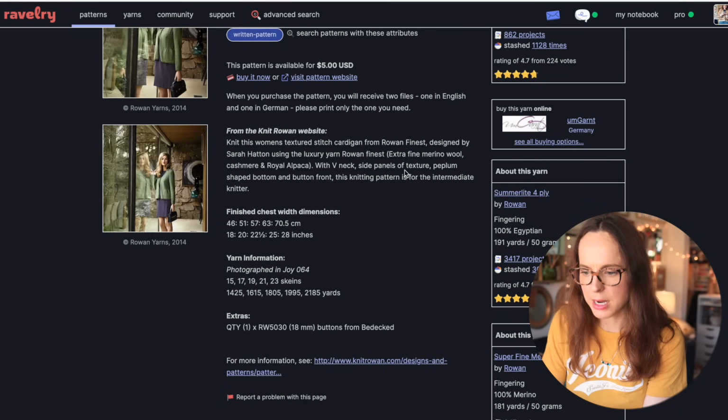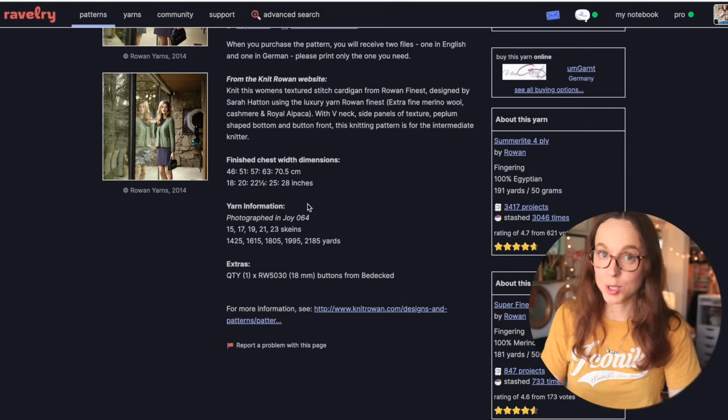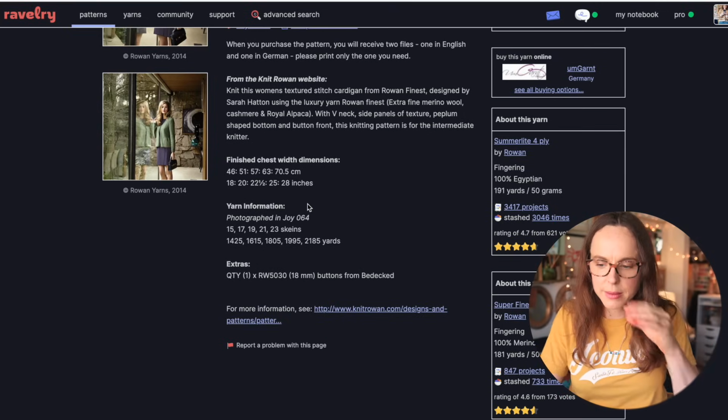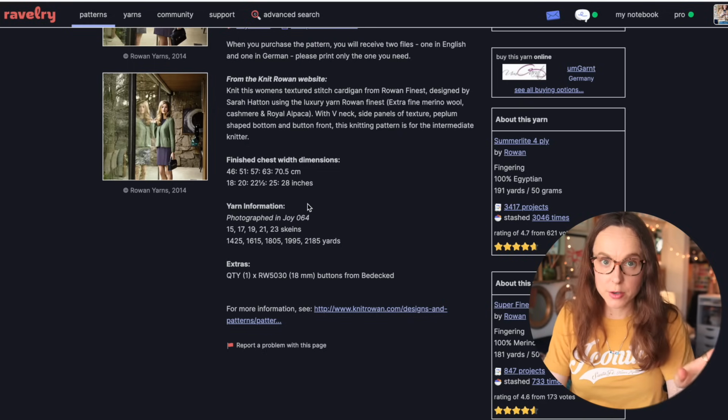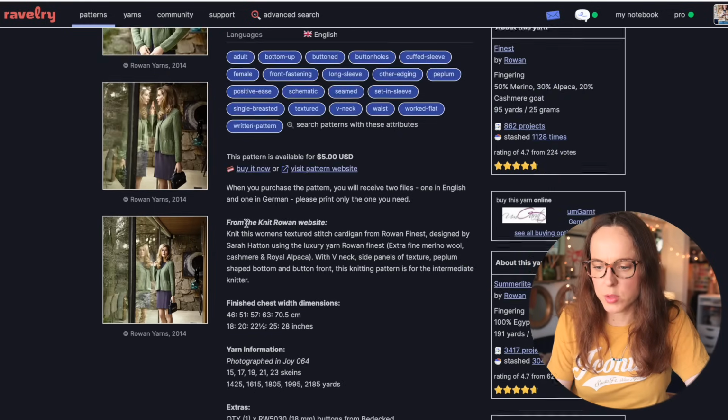With V-neck, side panels of texture, peplum shaped bottom, and button front. This knitting pattern is for the intermediate knitter. Or again, somebody who's willing to learn how to do those things. But sometimes you do have to know going in that if you're a very beginner knitter, it's just going to be much more challenging. Okay, so that one's cool.